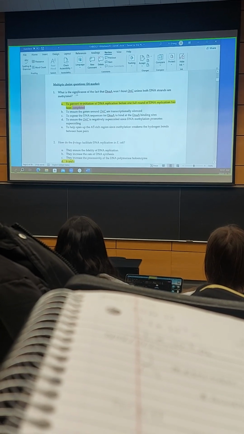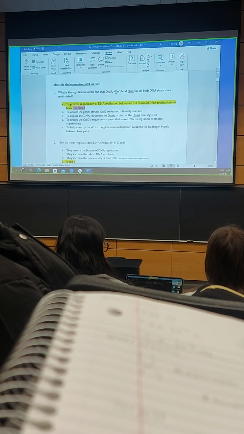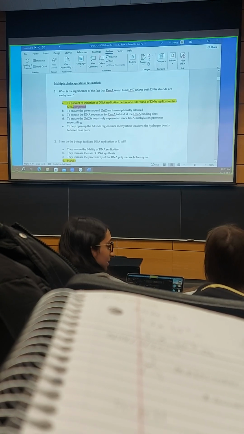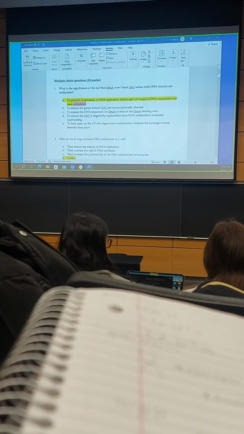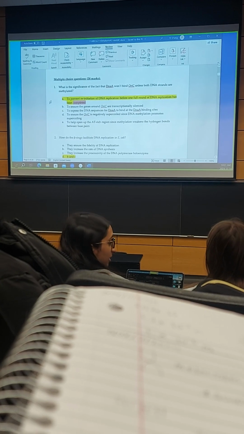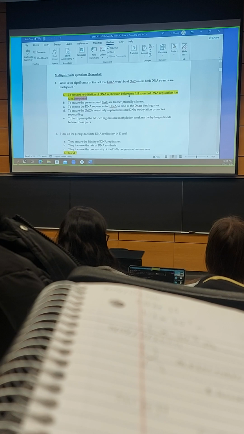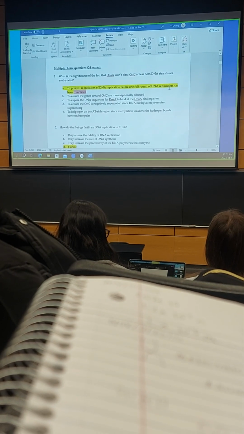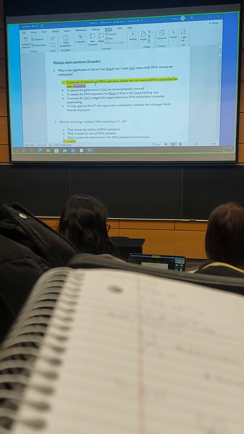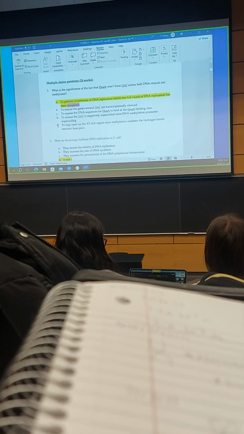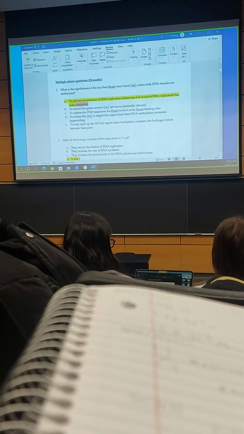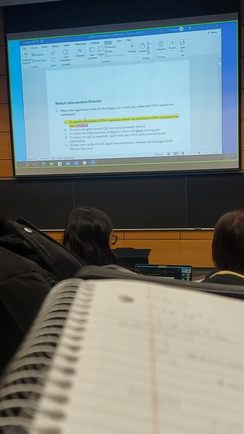What is the significance of the factor DnaA won't bind oriC unless both DNA strands are methylated? The answer is to prevent reinitiation of DNA replication before one full run of DNA replication has been completed. The order of the questions and the order of the options are all different for different versions, but the questions are the same.